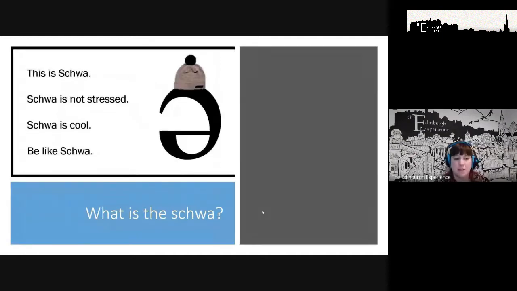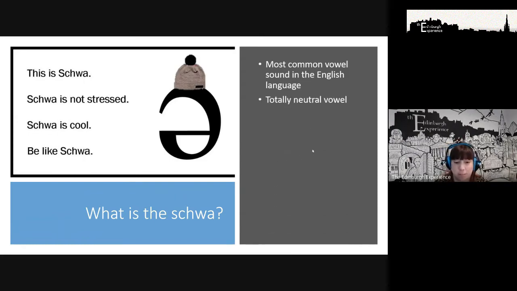Brilliant. So the schwa, if you're not sure what it is, it is the most common vowel sound in the English language, right? Which obviously means it's really important. And it's what we call a neutral vowel. So a neutral vowel means that your mouth isn't making any round shapes with your lips, your jaw isn't moving, your tongue isn't moving, okay?